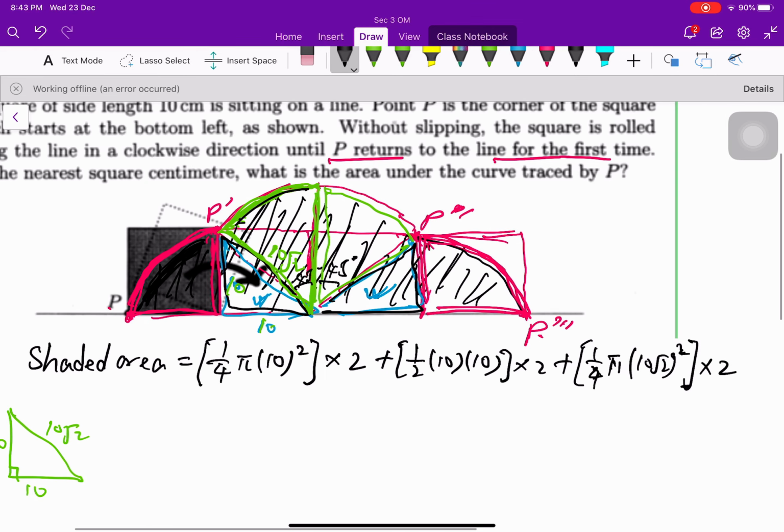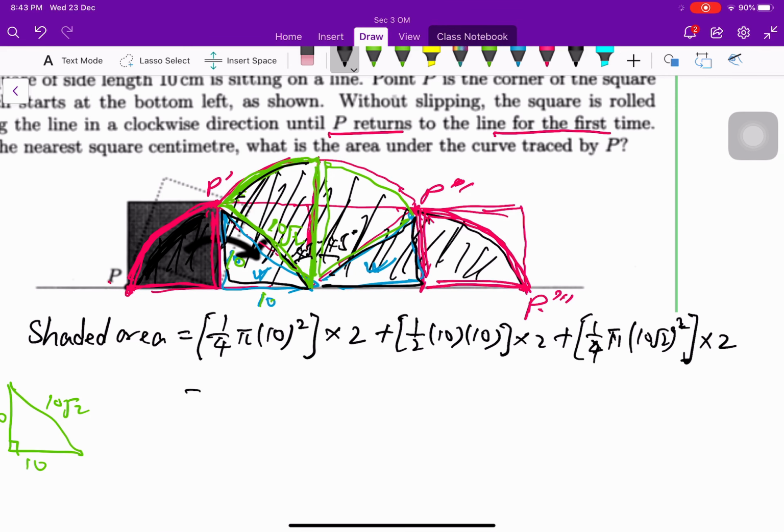Okay. Therefore, with that, now can you see this part here? This part here is obviously 100, right? And okay, let's look at this part here. This is actually half of what? 1/4 times 2 is half, right? Half of pi times 100.